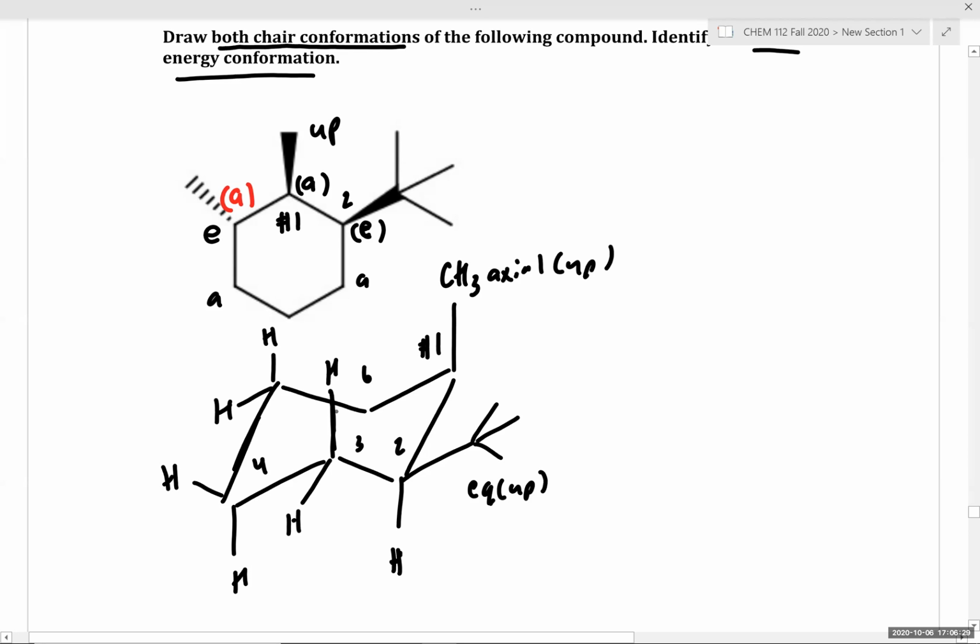So at carbon number 6, we have a dashed methyl. And so our methyl group is pointing down, and it would be axial pointing down. Then we draw out our hydrogen for completeness.